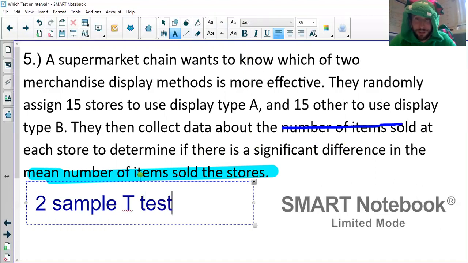We're not trying to estimate the difference in the mean numbers of items sold. We're just trying to determine if there's a significant difference. So here we don't need an interval. We're going to use a test, although we could create a 2 sample T interval and see if that interval contains 0. Hopefully that makes sense.